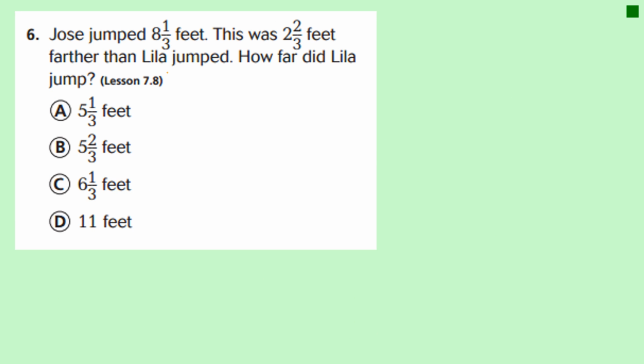All right, here we go down to review. We are in Chapter 7, Lesson 8. Let's read this. Jose jumped 8 1/3 feet. This was 2 2/3 feet farther than Lila jumped. How far did Lila jump? All right, let's do a little reread, guys. Jose jumped 8 1/3 feet. This was 2 2/3 feet farther than Lila jumped. How far did Lila jump?